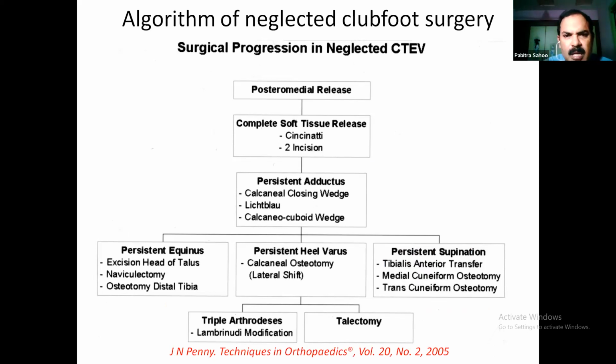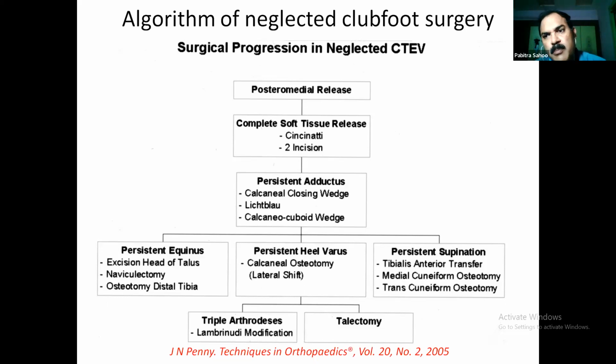So how to decide what type of surgical procedure is required in a case of neglected clubfoot? This is an algorithm which is quite old, published around 18 years back. We'll discuss the current ones, but still some of these procedures are accepted today also. Initially, all patients, even those presenting in neglected condition, should be treated with plaster cast. Please, I repeat, however extensive or severe the deformity is, start by trying with the plaster cast.